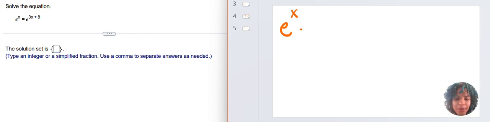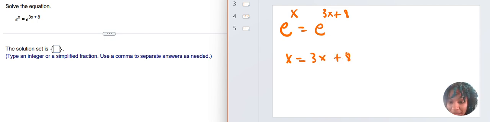e to the x equals e to the 3x plus 8. Well, the bases are already the same, so I can simply rewrite my exponents as x equals 3x plus 8. I'm going to subtract this 3x to the left, so then this becomes negative 2x equals 8. Then I'm going to divide by negative 2, so this is x equals negative 4.